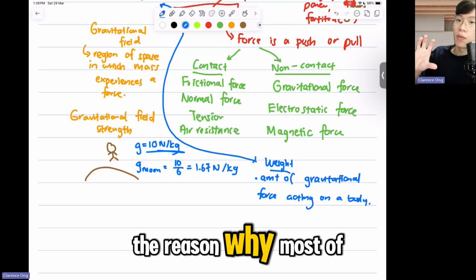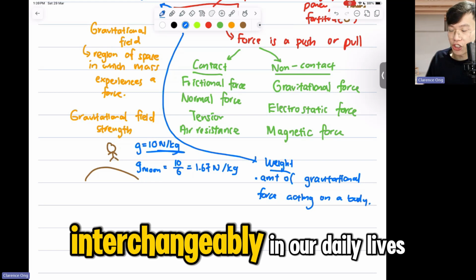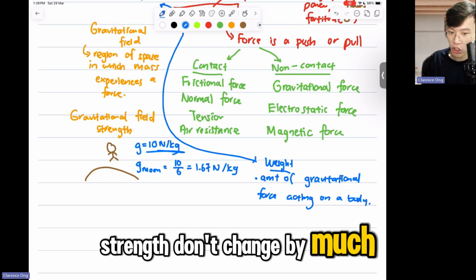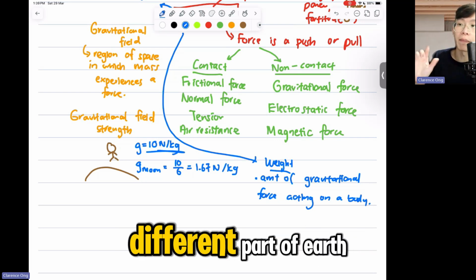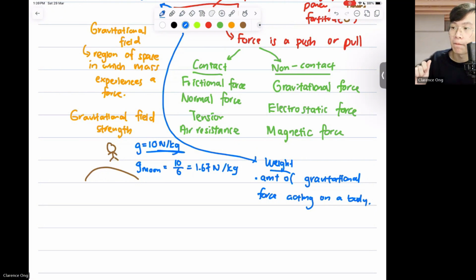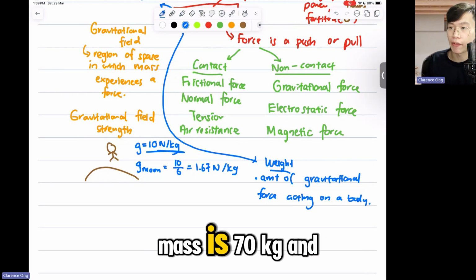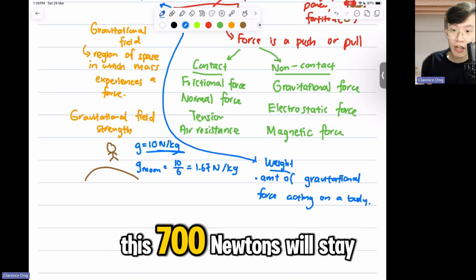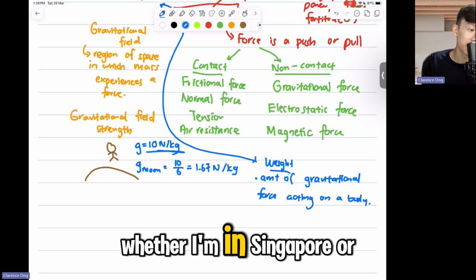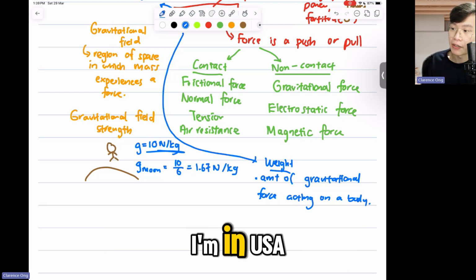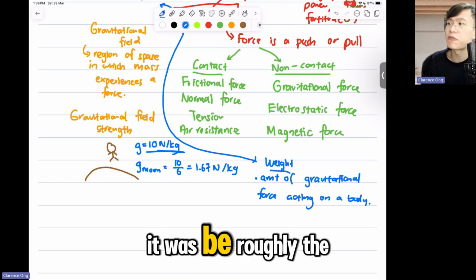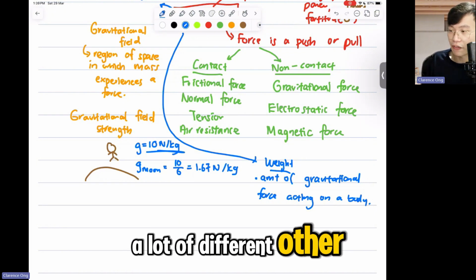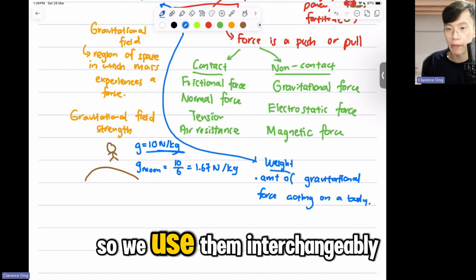The reason why most of us would use weight and mass interchangeably in our daily lives is because the gravitational field strength doesn't change by much when we are moving along different parts of Earth. So let's say my mass is 70 kg and my weight is 700 newtons. This 700 newtons will stay the same whether I'm in Singapore or I'm in USA. It will be roughly the same. Yes, it might differ slightly because of a lot of other factors, but it's roughly the same. So we use them interchangeably.